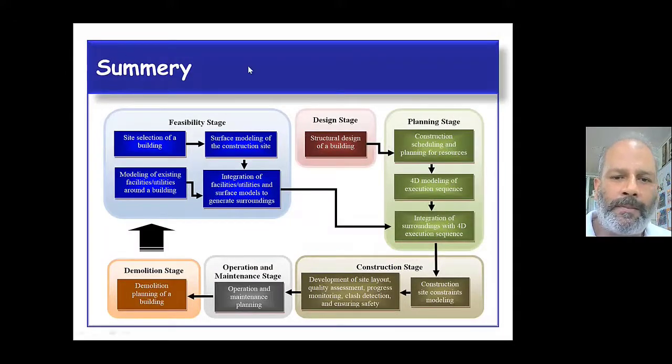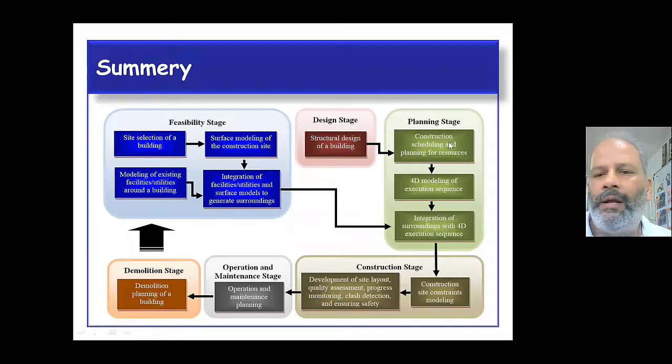If I summarize the GIS application in different stages, first, GIS use has been reported widely for selection of site for a particular facility. Once the site is selected, we can model its surface. Along with the surface, we can do survey and map existing facilities and utilities. Both are combined to have the model of surrounding, and this virtual model of surrounding is quite helpful in the feasibility stage.